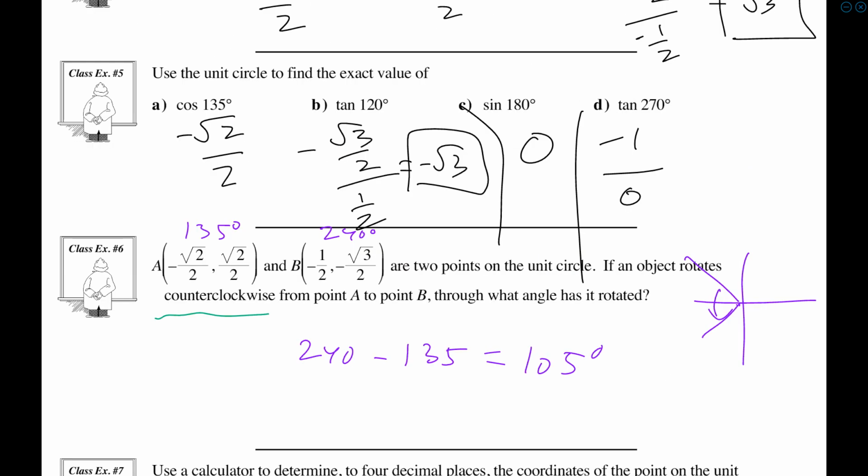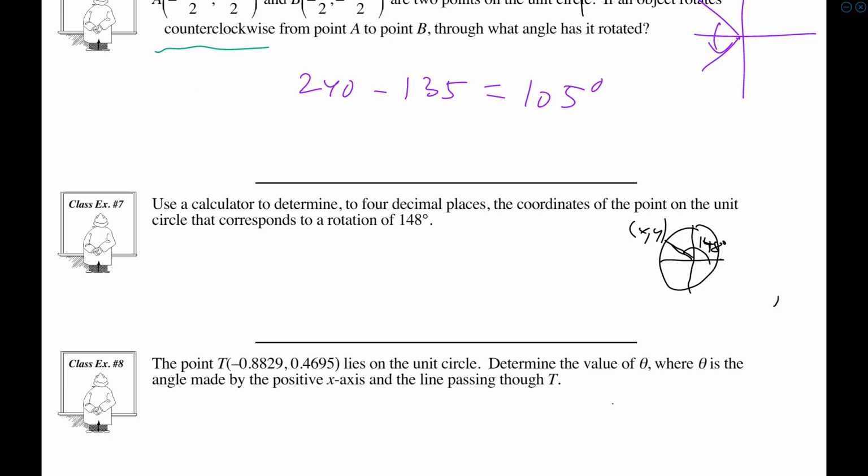How are we finding the cos of 135, for example? What were we looking at in the unit circle? We were looking at the x-coordinate, right? And how are we finding sine? Well, we were looking at the y-coordinate. So let's think about this angle then, using that. So at 148 degrees, we want to find these coordinates.